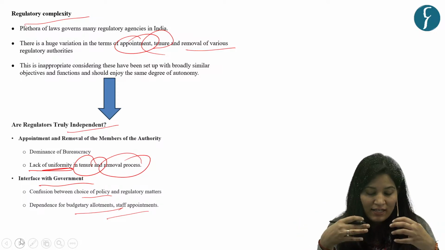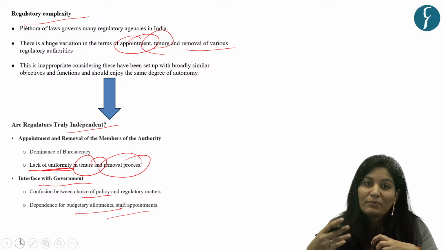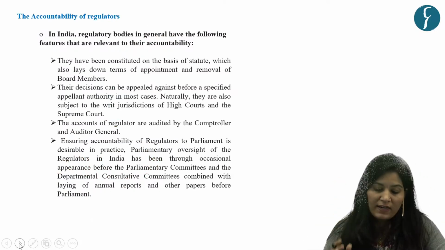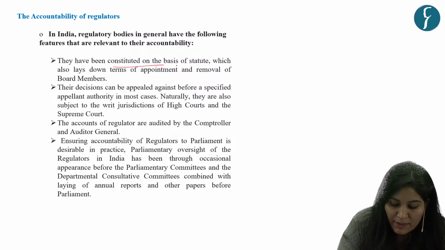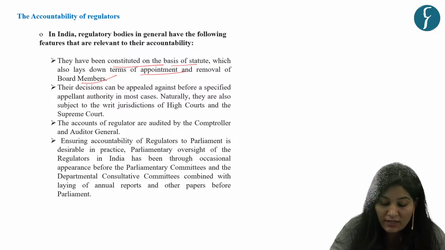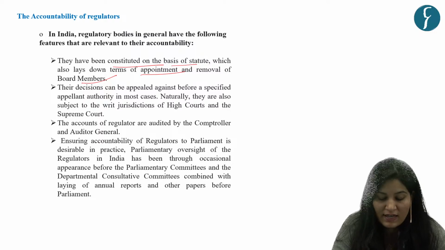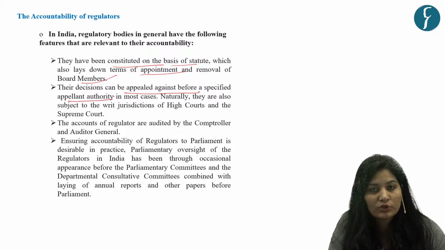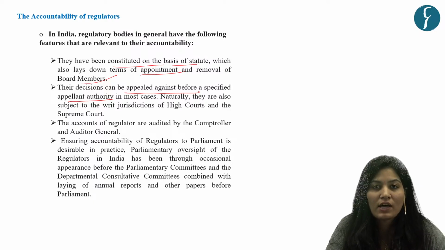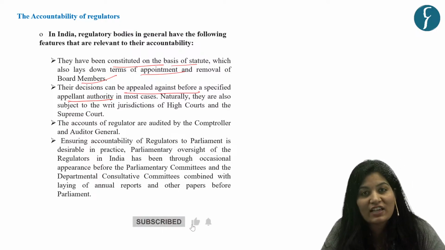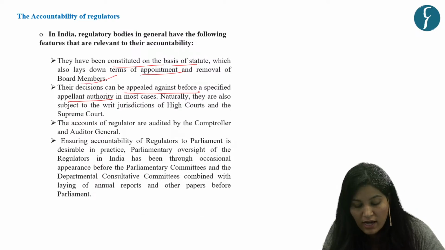For that reason, the author gives different features to ensure accountability of these regulatory bodies. Let's see those features. First, they have been constituted on the basis of a statute, which also lays down the terms of appointment and removal of board members. So definitely this will fix accountability. Then decisions can be appealed before a specified appellate authority. So you can say that their decision is not absolute. This is to ensure their accountability. The suggestion is that their decision can be challenged.